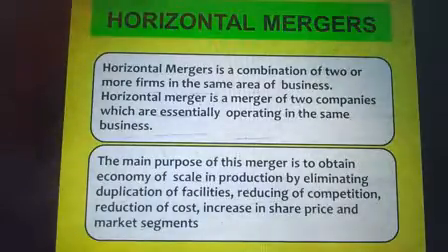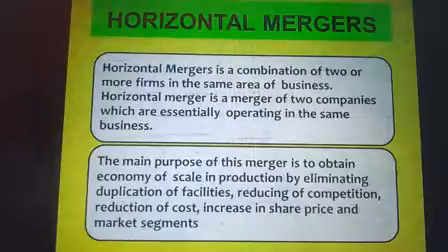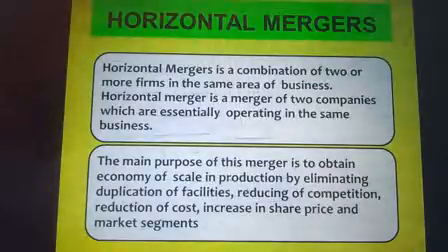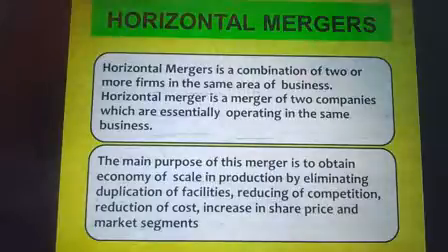The first is horizontal mergers. What are horizontal mergers? A horizontal merger is a combination of two or more firms in the same area of business. It is a merger of two companies which are essentially operating in the same business. This is a key point to note.